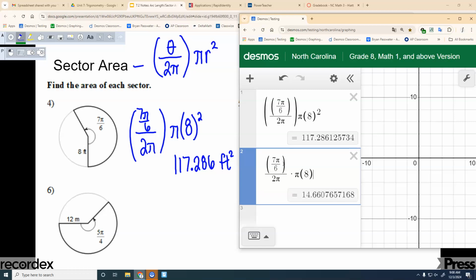Let's make sure it gives us the same answer. 8 squared. Yeah, it'll give you that. I had that extra set of parentheses there, but I don't think you have to have those for that. You do, I think, need the 7 pi over 6 to be in a set of parentheses, though, or it kind of messes it up.